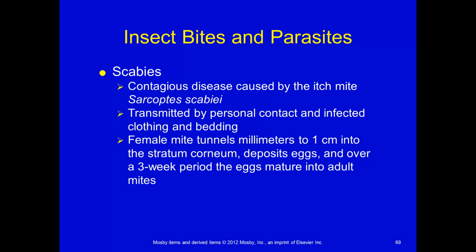And what happens here, and I really didn't have a lot of experience with scabies until I actually did some work in Honduras, and then I got to actually see a lot of it. What happens here is that the female mite tunnels pretty shallowly into the skin, millimeters to a centimeter into the stratum corneum, and lays eggs. Over about a 3-week period or so, the eggs mature into adult mites. So the eggs break open, you've got adult mites, and then they crawl and tunnel under the skin and deposit more eggs in different places.